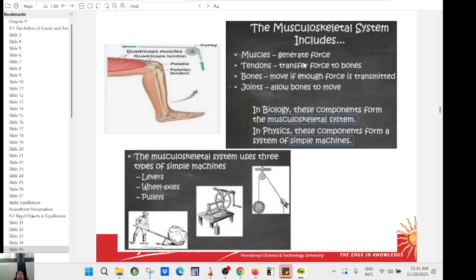Okay? So just a tangent for those who are interested. It's interesting. The whole muscular system is all machines, right? You have pulleys, you have wheel and axle, and you have levers, and it includes the muscle, the tendon, the bones, the joint. You know, all that. It's called biomechanics.